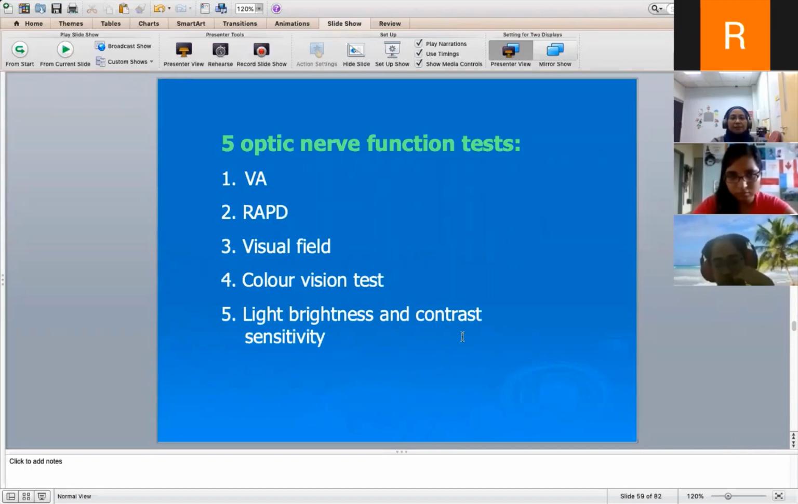Now, going back to your optic nerve function, please remember all five optic nerve function tests: the visual acuity, RAPD, visual field, color vision test, and light brightness. You learned RAPD in acute vision loss, right? I will not go deep into RAPD.